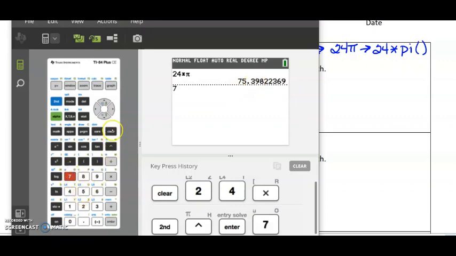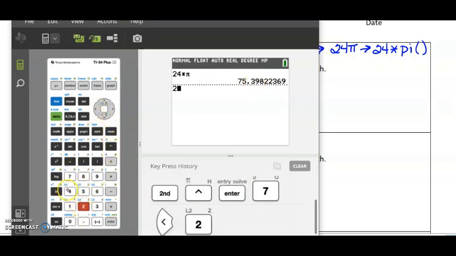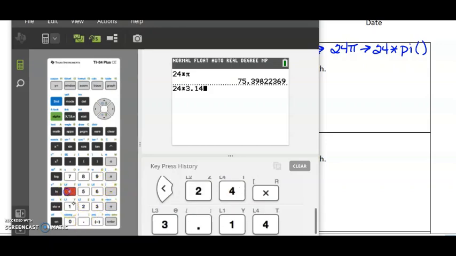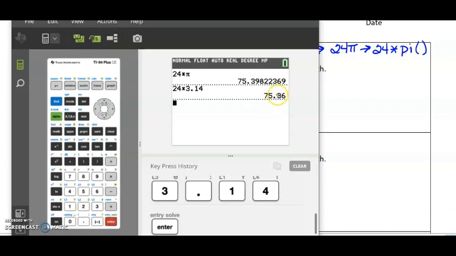If you're not using the graphing calculator, that's fine. You can estimate pi as 3.14. And again, you would have to round up to 75.4.